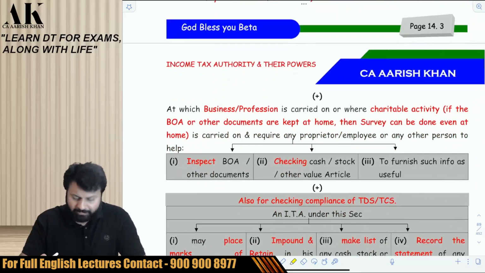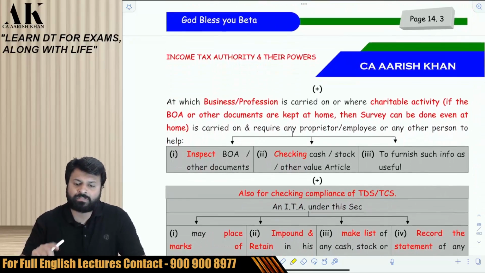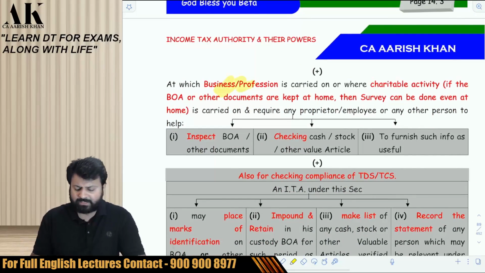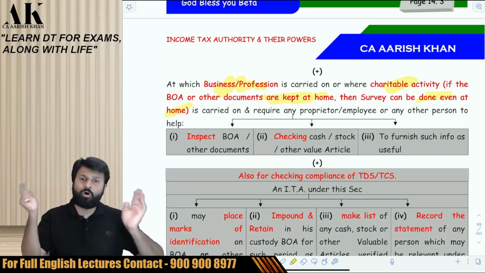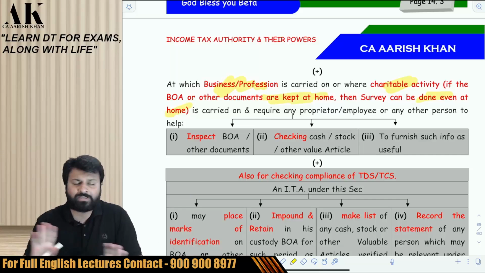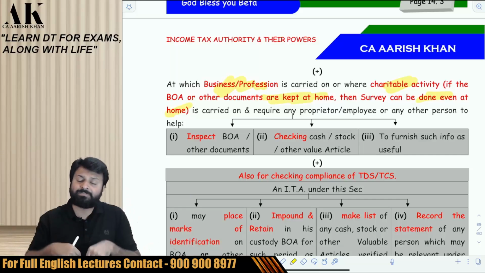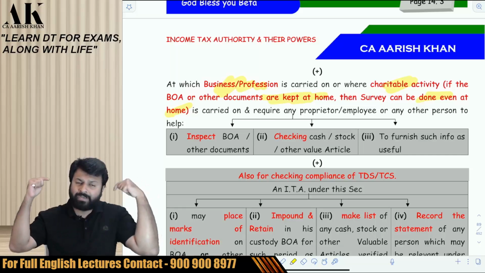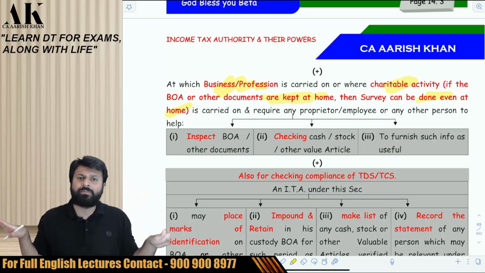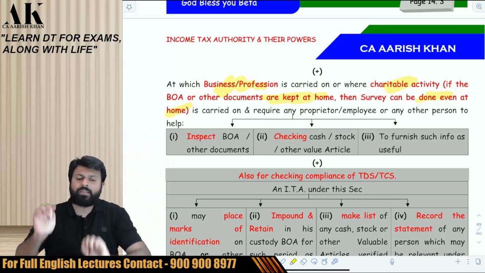Next, by default, they have to enter only after sunrise, but before sunset. So where will they enter? They will enter any business place, any profession place, any charitable activity place where the books of accounts of the assessee are kept. A survey can be done even at home if the books of accounts are kept at home, otherwise not. If the books of accounts are kept at the business place, then they have to do the survey at the business place. But if they go to the business place and there are no books of accounts kept over there, and the books of accounts are kept at home, then they can go to the home also.